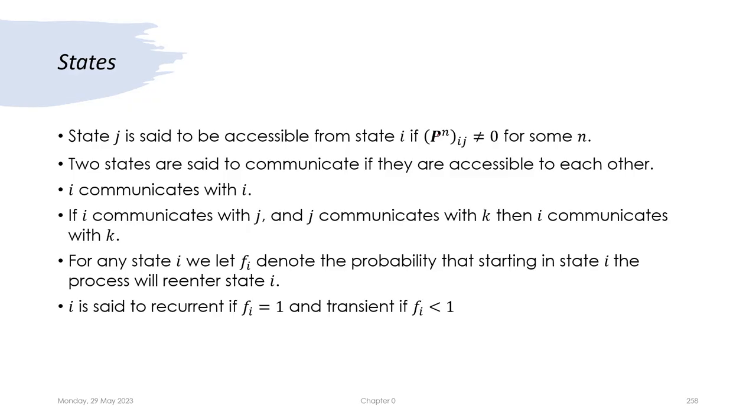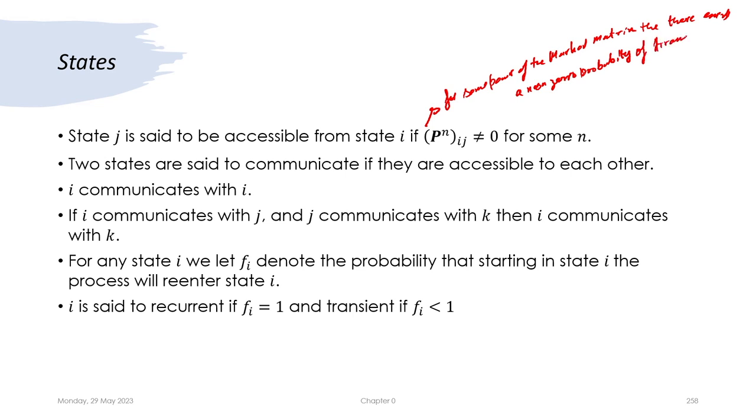So now some definitions regarding states in Markov chains. The state j is said to be accessible from state i if for some n, P to the power n ij is not equal to 0. That is, for some power of the Markov matrix, there exists a non-zero probability of transitioning between those two states.